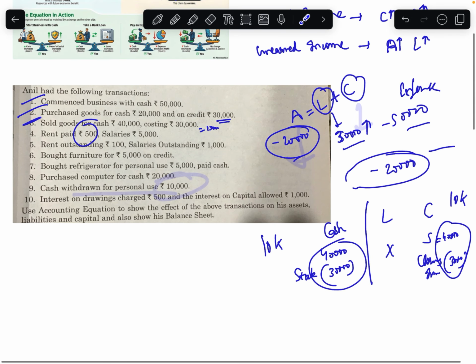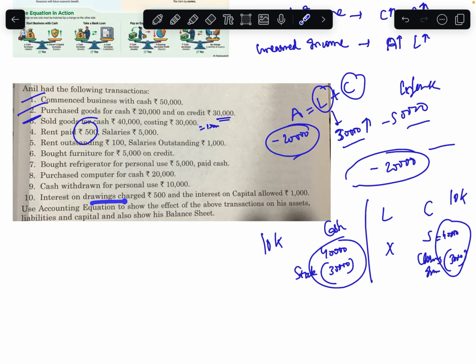Interest charged, now this is important. Interest charged 500, what will change? Capital decreases, capital increases. Same, capital decreases, capital increases. If you want more explanation on this, you can let me know. I'll make a separate short or a video for that.